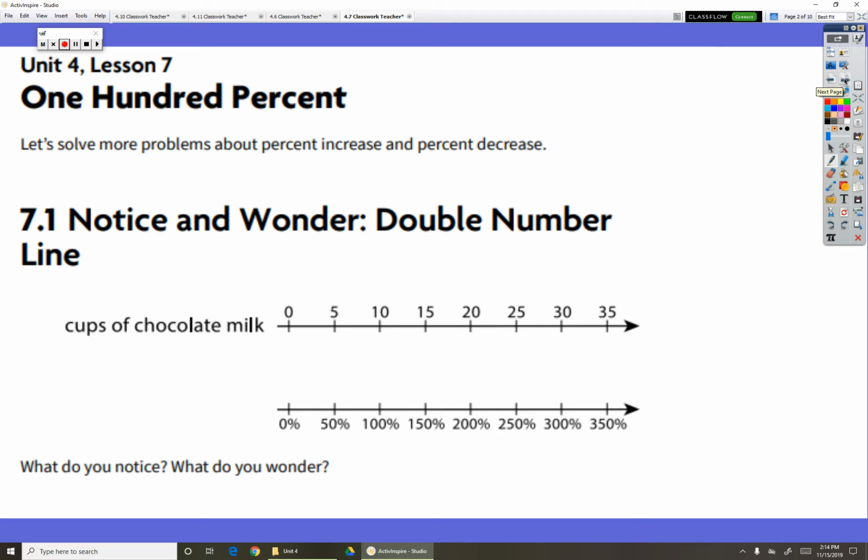First thing I want you to do is take a look at this. Notice and wonder, double number line. So I want you to take a look at this double number line. I want you to think about what you notice, what you wonder. So pause the video to give yourself time to do that. When you're ready, talk about it with your partner and then come back.